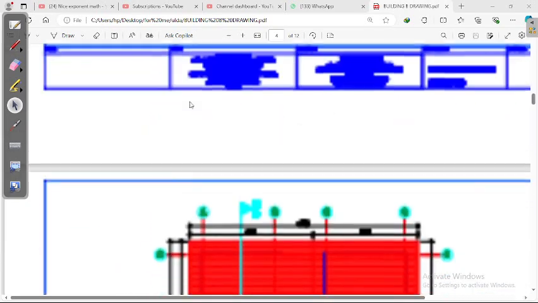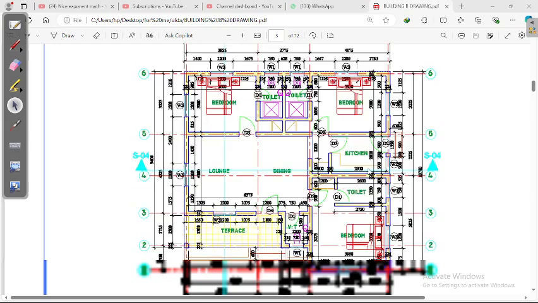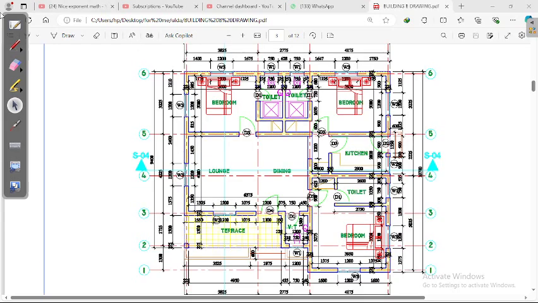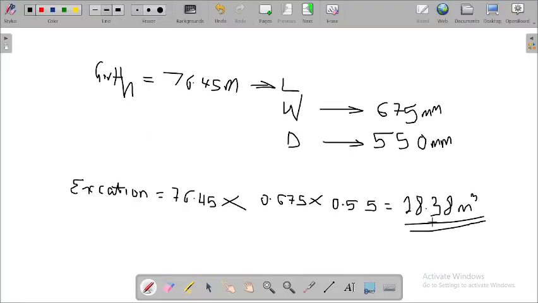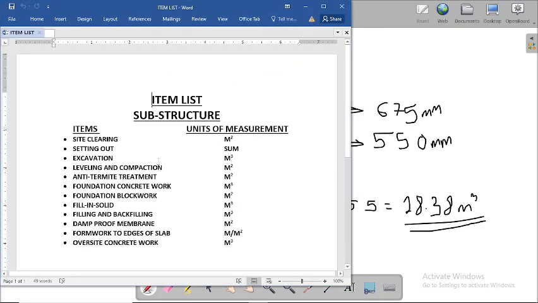For this drawing that we have here, the total volume of excavation has been estimated as 28.38 meter cube. Now thank you for watching this, and in our next video we'll be talking about the next item on our list, being the leveling and compaction. We'll be talking about that in our next video.